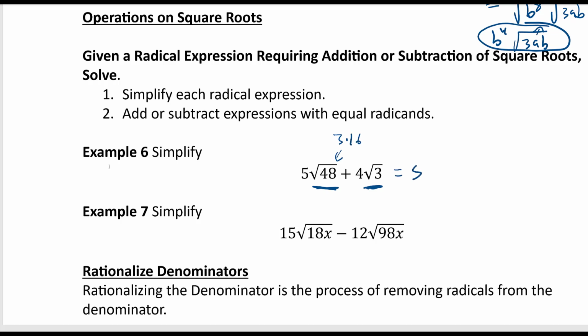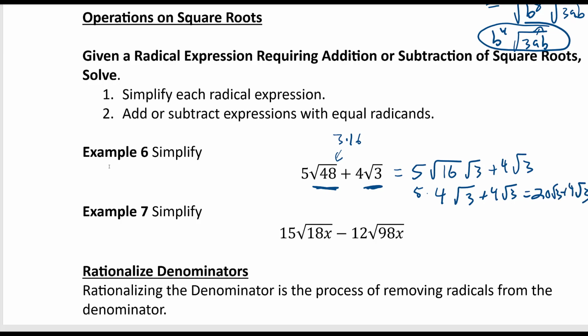So we can write this as 5 times the square root of 16 times the square root of 3 plus 4 times the square root of 3. So that's 5 times the square root of 16, which is 4, times the square root of 3, plus 4 times the square root of 3. So that's going to be 20 root 3 plus 4 root 3. So 24 times the square root of 3.